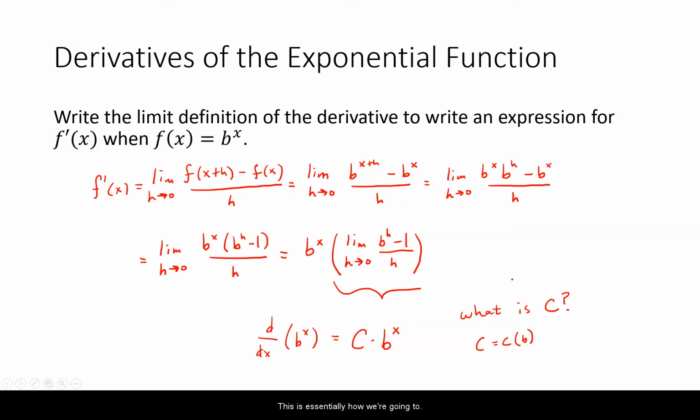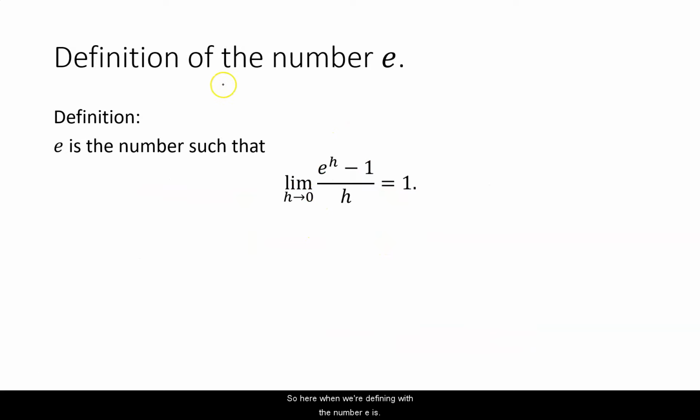And this is essentially how we're going to be defining the number e. When we're defining what the number e is, it'll be a special number that has this property: when I take the limit as h approaches 0 of e to the h minus 1 over h, we get 1.